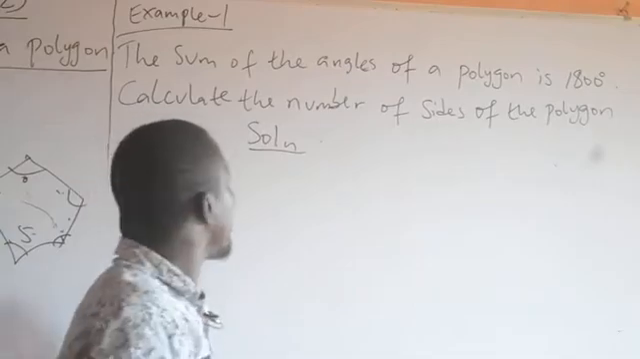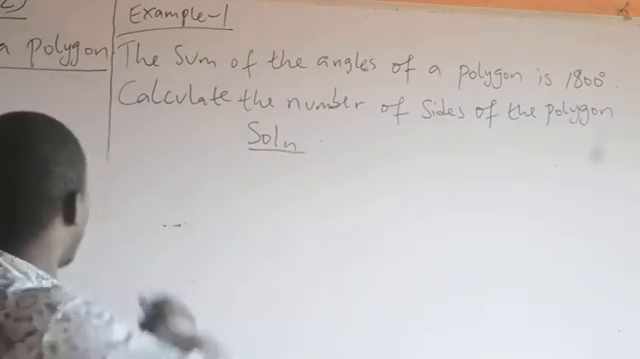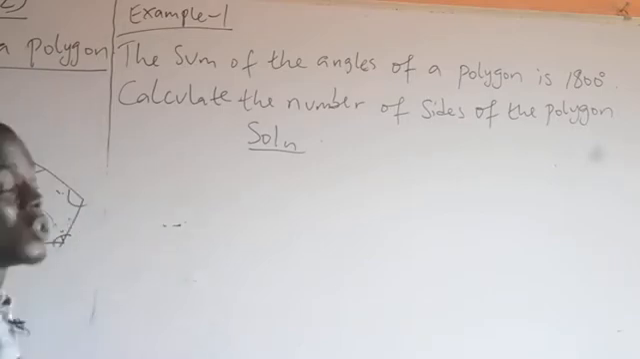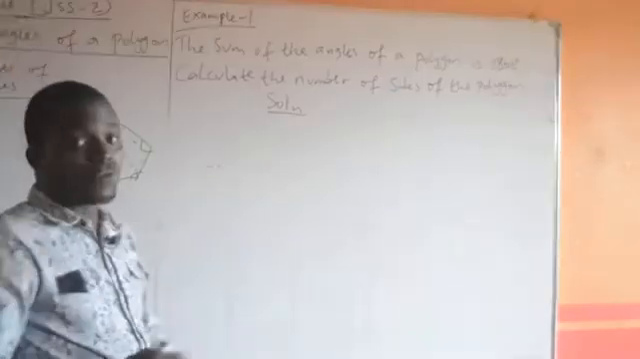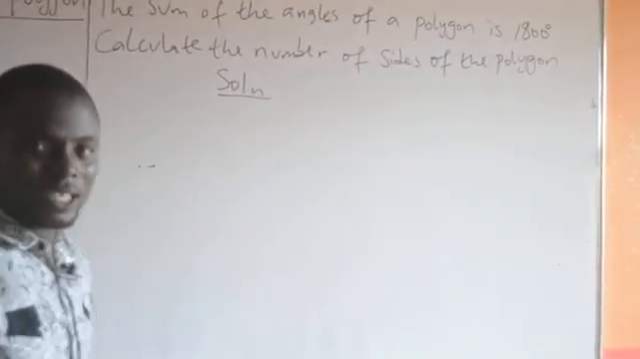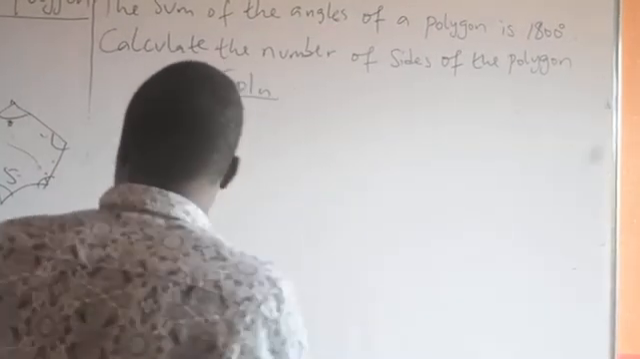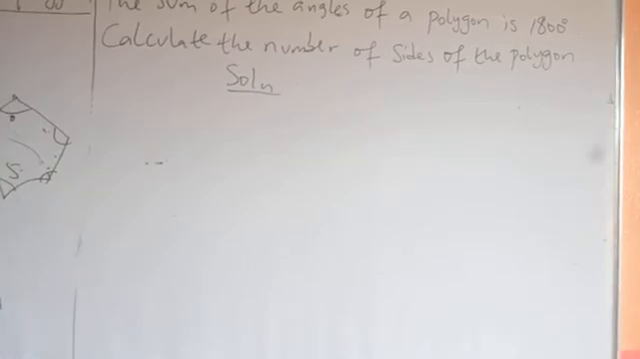1,800 degrees. Now, calculate the number of sides of the polygon. That's where the problem is. To find the number of sides of the polygon, I cannot guess that. But you can only do that through the use of what? Formula. So calculate the number of sides of what? The polygon. Remember, there is a formula that is given to us to be used in this kind of situation. That formula is for interior angles.